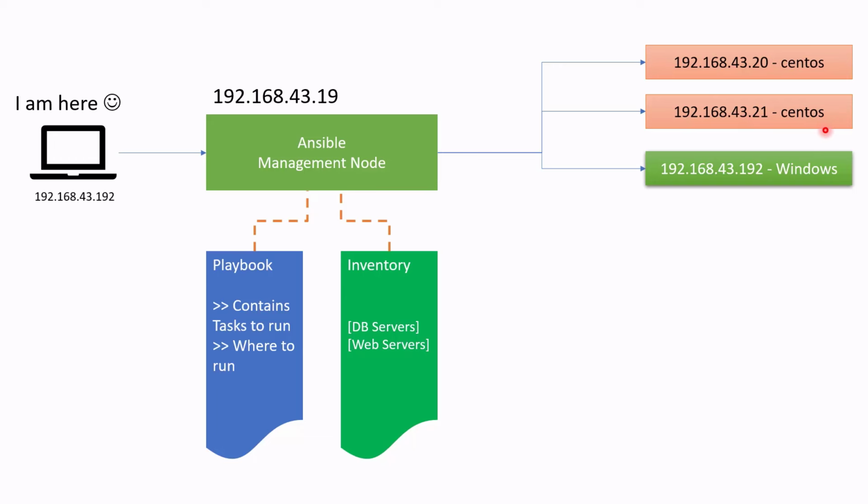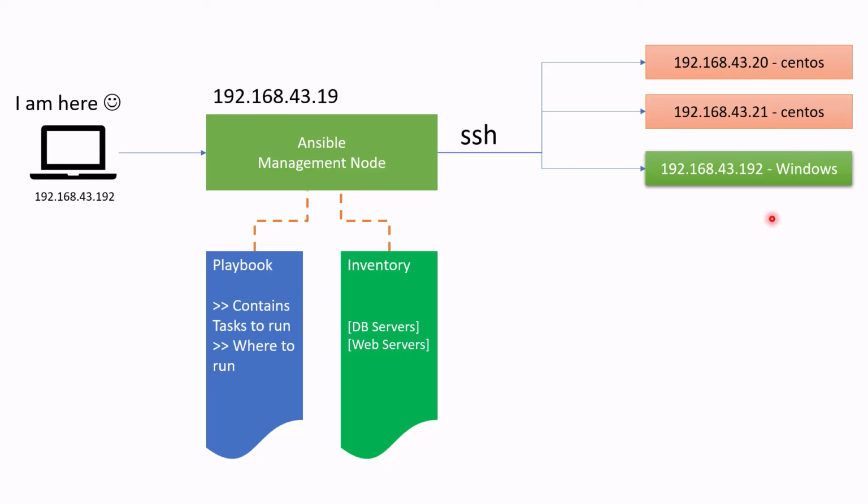Then we are also going to interact with a Windows server. Now I do not have any additional Windows server, so with the help of Ansible, I'm going to connect back to my workstation. That's why, if you see, this is the same IP address which I have specified here.